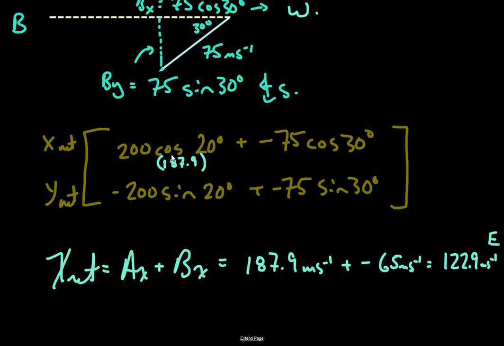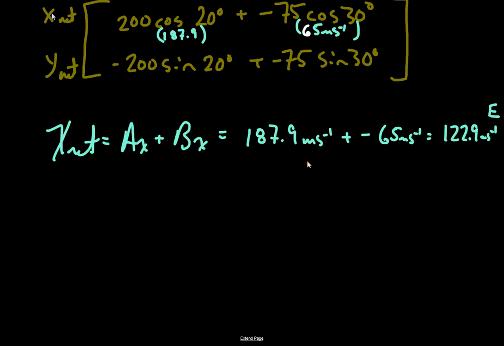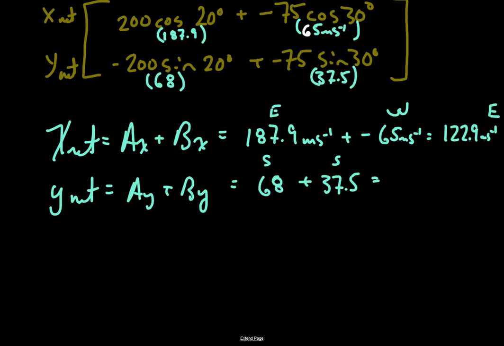Okay, so here's the first part. This works out to be 187.9 in the easterly direction. This is 65 meters per second, but in the westerly direction. That's this guy up here. So summing those together, you get 122.9 in the easterly direction. That's your net change in the X direction. And here's your Y net, so we've got AY plus BY. Just solve these values and add them in. There's our Y's, both in the southerly direction, so 68 and 37.5, and you get 105.5, and that's in the south.